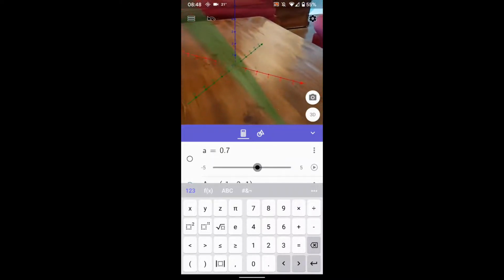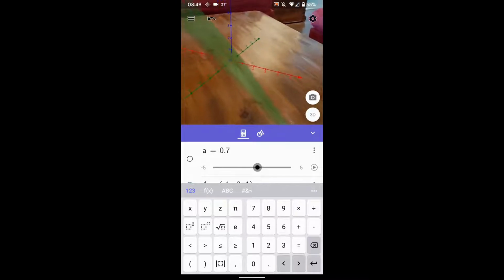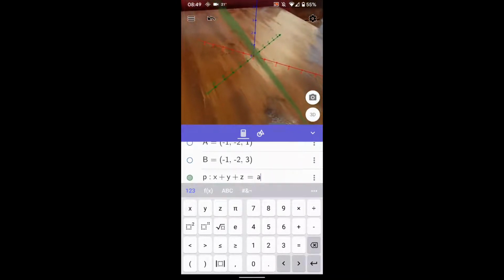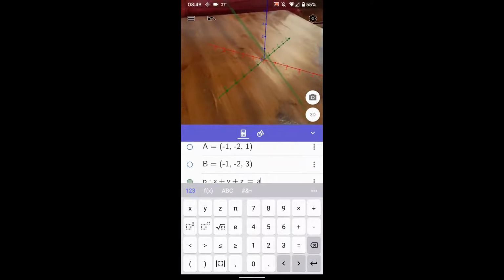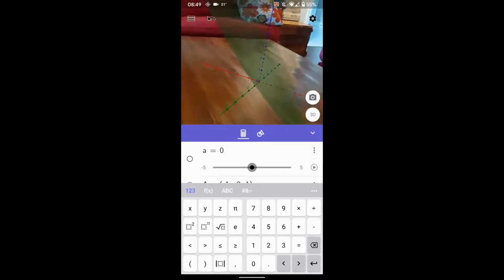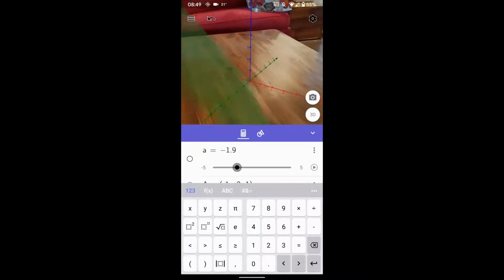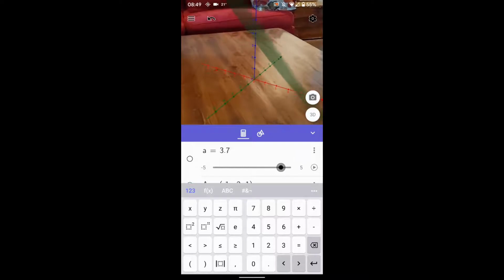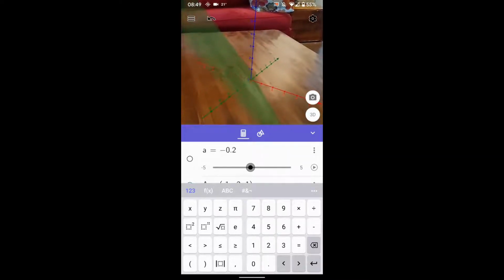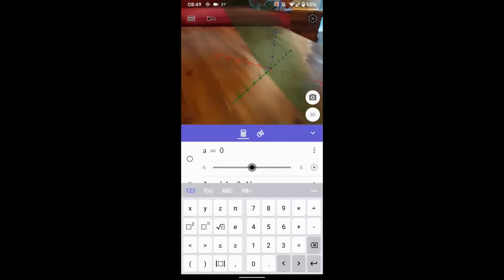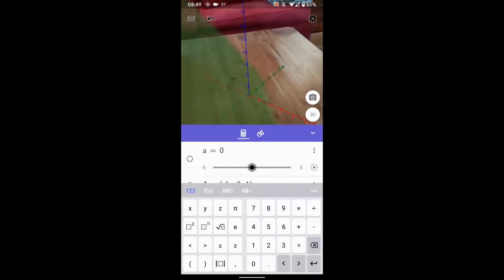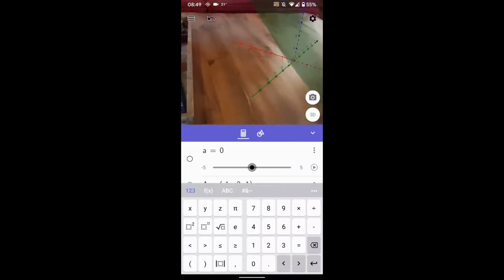So this is what we're going to talk about. We're going to talk about equations of planes, and you can see that this one is just x plus y plus z equals a. So if a is 0, that's what we started with, but I can change it, and it just kind of moves the plane around in space. So I'm going to put it back, and there we go.